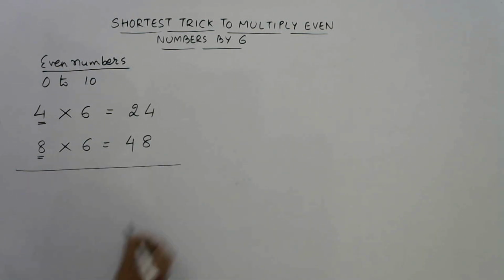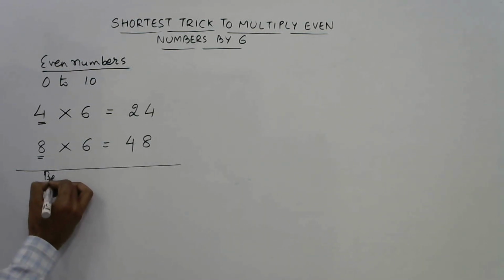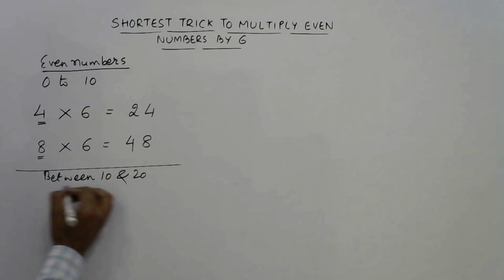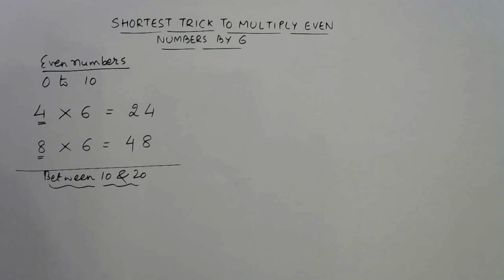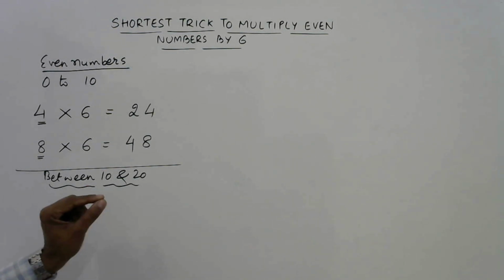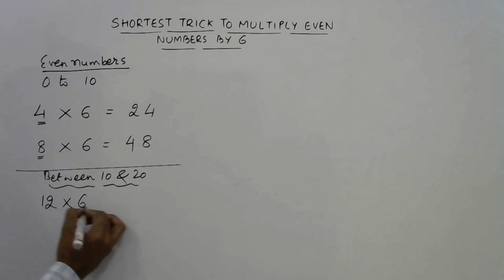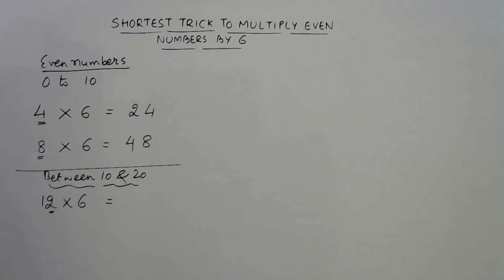Let's take now numbers between 10 and 20. Now what happens when we take numbers between 10 and 20? The method changes slightly. Suppose we have 12 into 6. Now see the unit digit here. The unit digit here is 2. So our answer is going to end with 2.